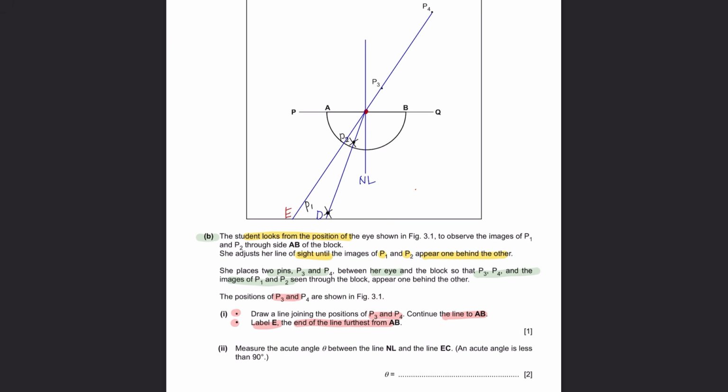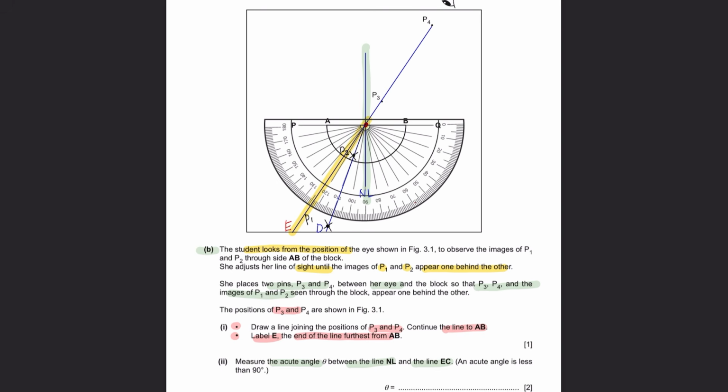Part 2. Measure the acute angle theta between the line NL, this, and the line EC, this. An acute angle is less than 90 degrees. So we have to use our protractor to answer this question.